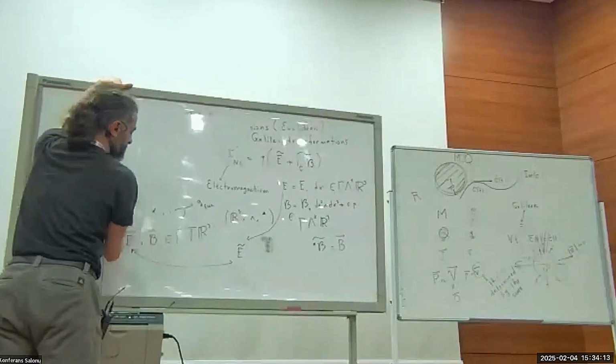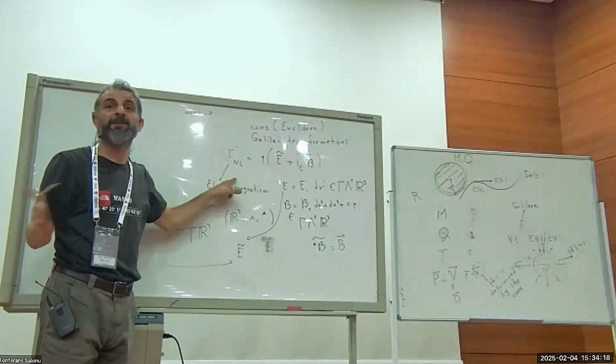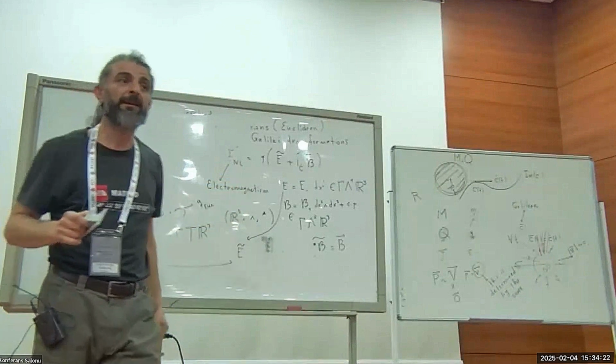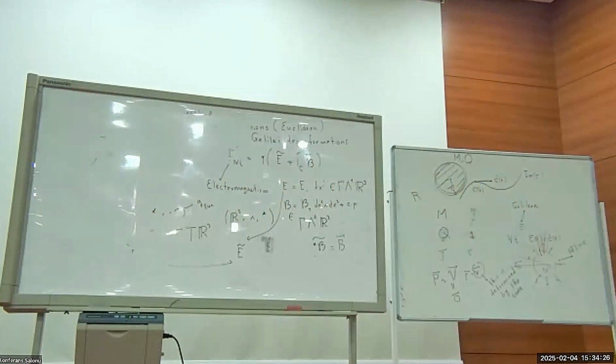Let's now pass to the Maxwellian electrodynamics. So here, the electrodynamics is not Maxwellian, it's Galilean. So it's a Wigner contraction of the Maxwellian theory in some sense.